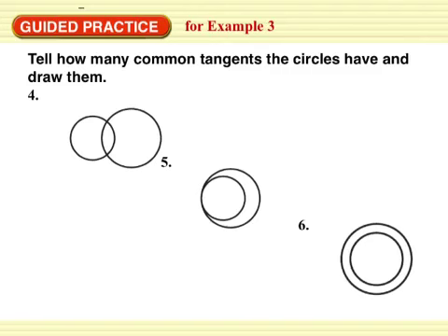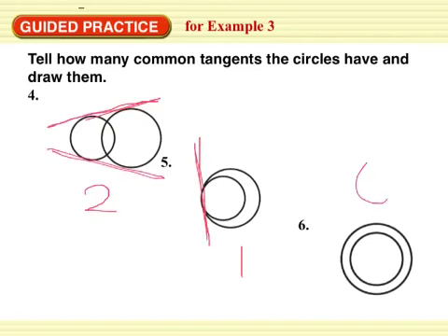Tell how many common tangents the circles have and draw them. Here I can just draw 2. Here I can just draw 1. And here I can draw 0. None.